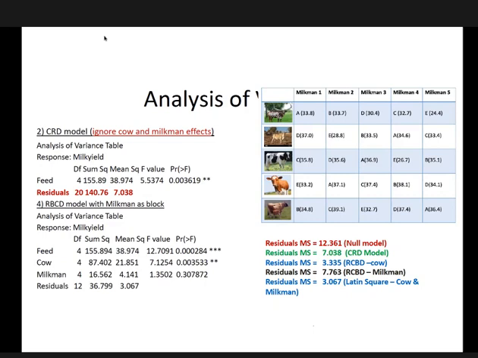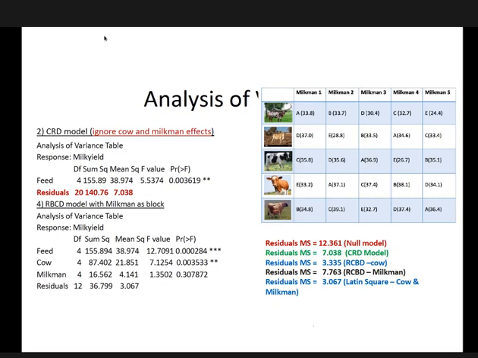I'd like to clarify something. When you were studying the designs, like when you went to RCBD, doctor told us that you have to know your experimental units. So before you do the blocking, you have to know that there is variation in the cows, or there is no variation in the milkman. Before? Are you talking of before?